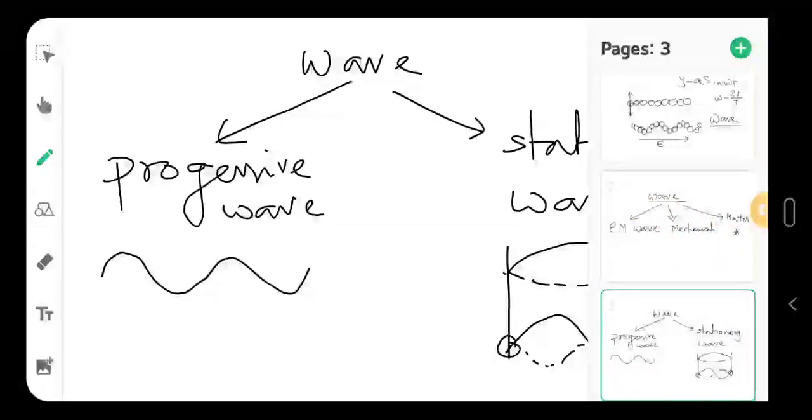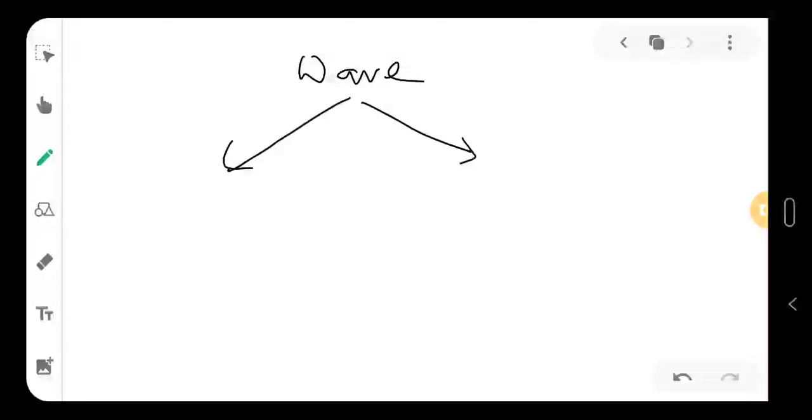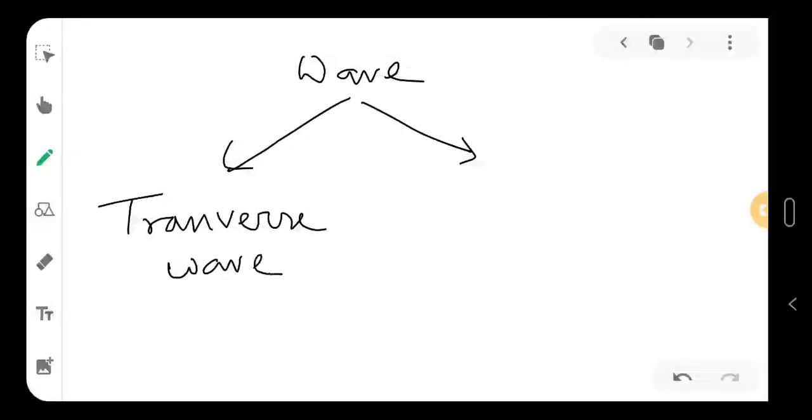But if you talk about another kind of classification, depending on their way of moving, or you can say the way of oscillation, we again have two types: the transverse wave and another one called the longitudinal wave.